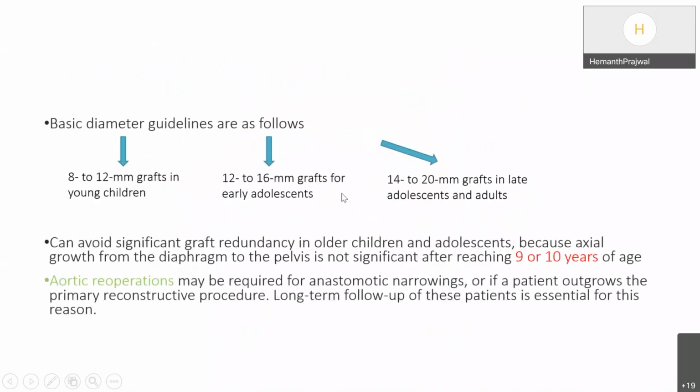The basic diameter guidelines to be followed are: in young children, grafts of 8 to 12 millimeters are used, 12 to 16 millimeter grafts in early adolescents, and 14 to 20 millimeter grafts in late adolescents and adults. We can avoid significant graft redundancy in older children and adolescents because the axial growth of the diaphragm to the pelvis is not significant after the age of 9 to 10 years. Aortic reoperations may be required for anastomotic narrowings or if the patient outgrows the primary reconstructive procedure, and long-term follow-up of these patients is generally recommended.